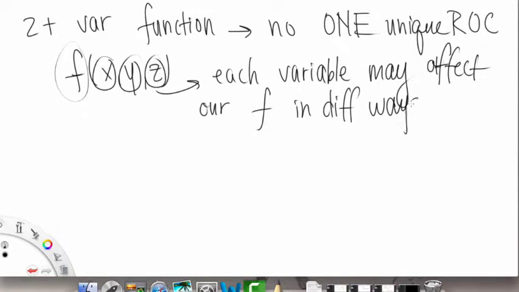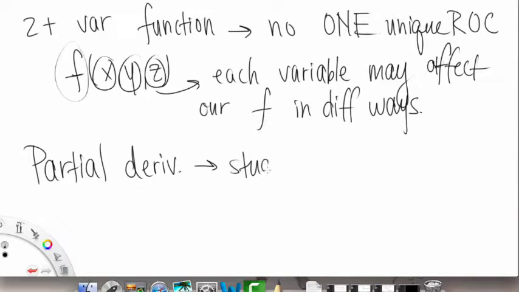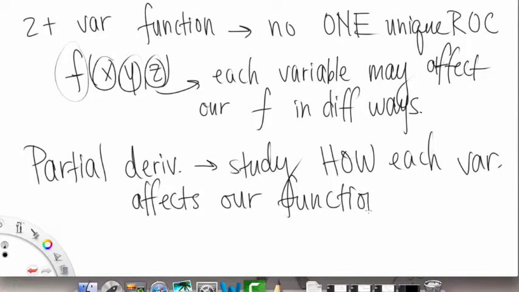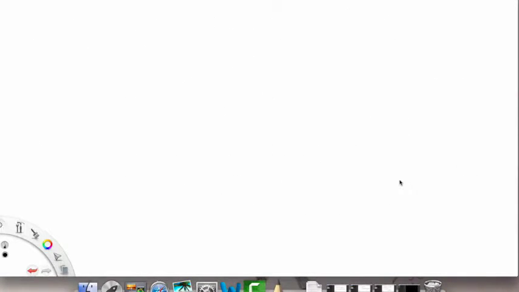So that's why we take the partial derivatives. Here's the function of partial derivatives and the reasoning behind it. Partial derivatives are taken so we can study exactly how each of these variables affects our function. That's the whole concept behind it. I'll go into more detail as to how we're going to do this.